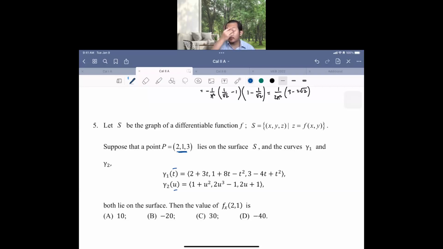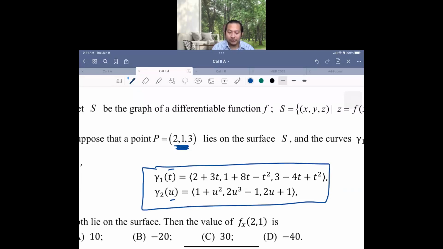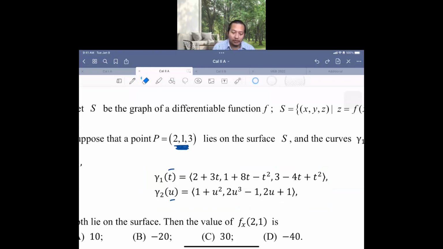Okay, let me give you some clue. Firstly, we have a point P, and we also have the curve. To connect this point and the curve, we need to determine at which t and u the point P is on the curves gamma 1 and gamma 2. We are looking at P being 2, 1, and 3.